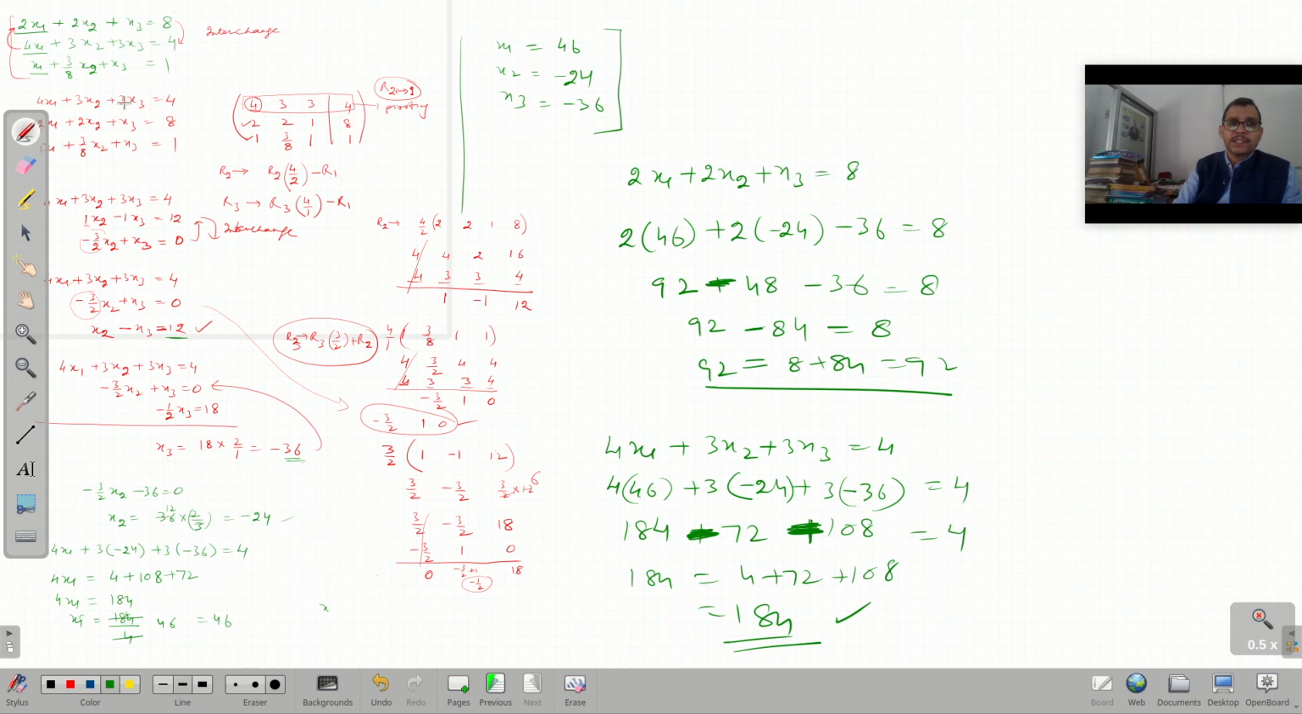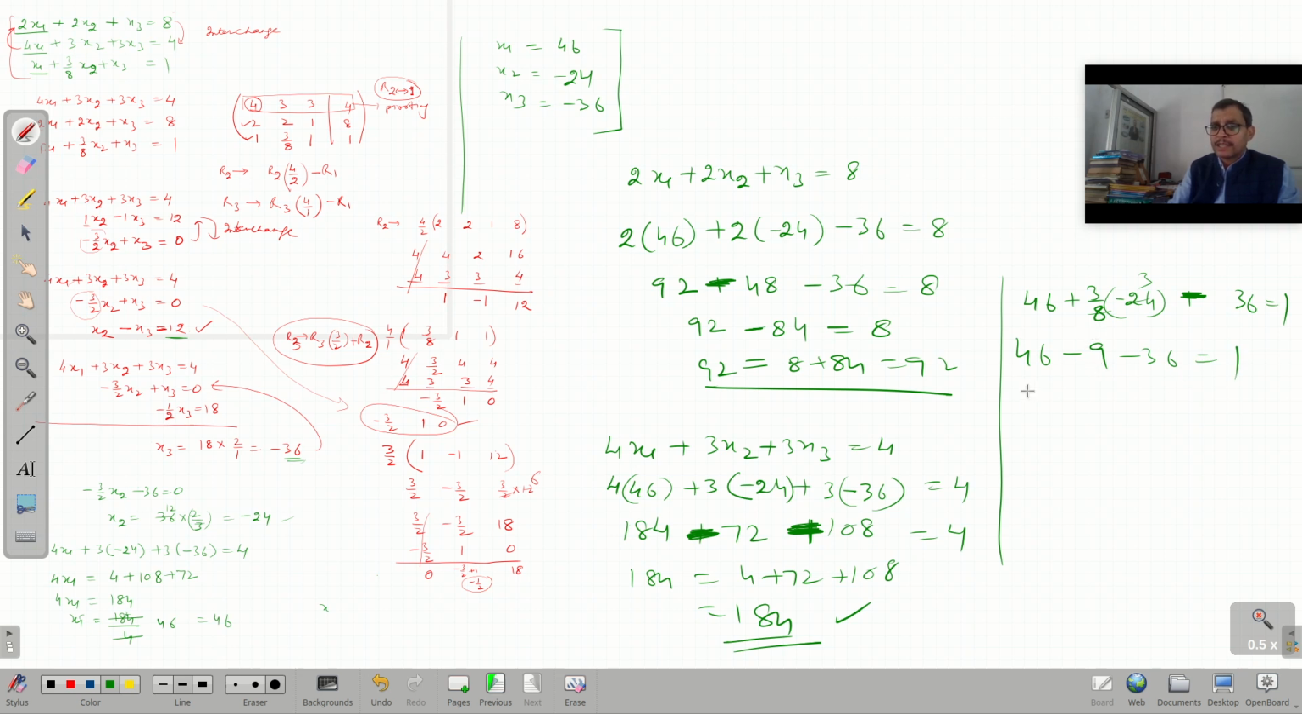Third one is this one. Yeah, it is x1 plus 3 by 8 into x2, which will be minus 24, plus x3, which will be minus 36, is equal to 1. 46 minus 9 minus 36 is equal to 1. So when these go towards that side, 46 is equal to 1 plus 9 plus 36, so it is 46 again. So hence this is the result.